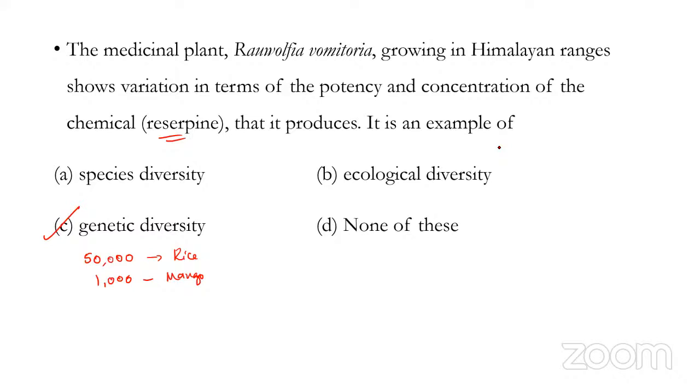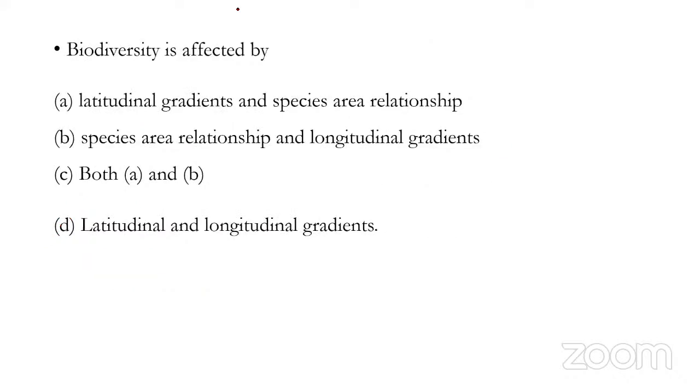Good. Next question. Biodiversity is affected by latitudinal gradients and species area relationship; species area relationship and longitudinal gradients; both A and B, latitudinal as well as longitudinal gradient. Can I expect any quick answers? A as well as C.